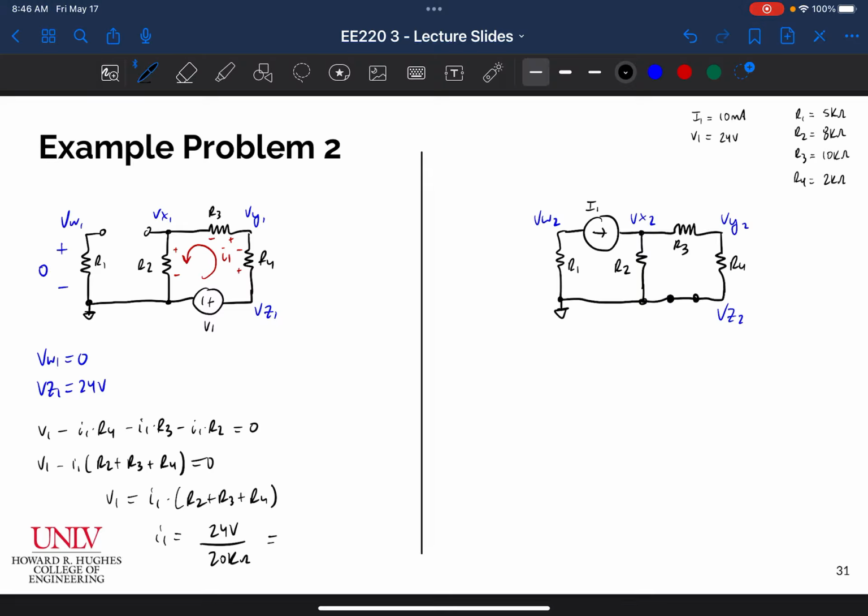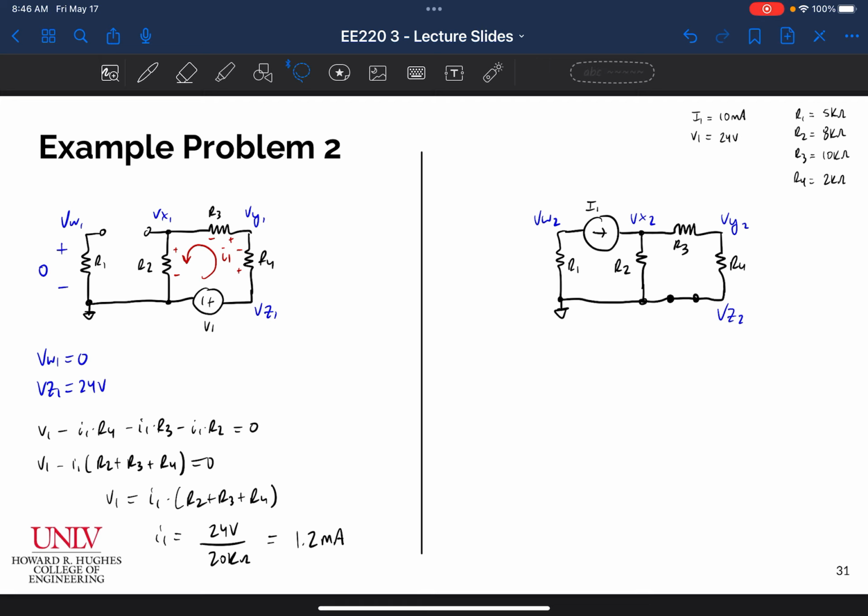Okay, let me do the math real quick. I think it should be something like 1.2. Is that just 1.2? Yeah. 1.2 milliamps sounds right. I'm doing mental math, so hopefully I don't make a mistake there. But now that I know I1, I know that's 1.2 milliamps. You know what? Let me get my calculator. I don't want to make an error and then have to redo this.